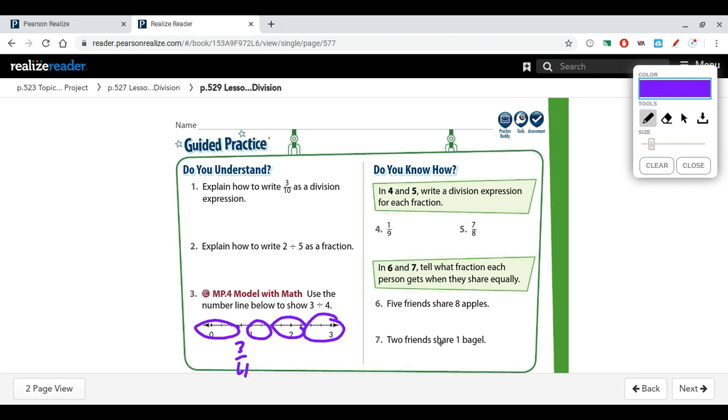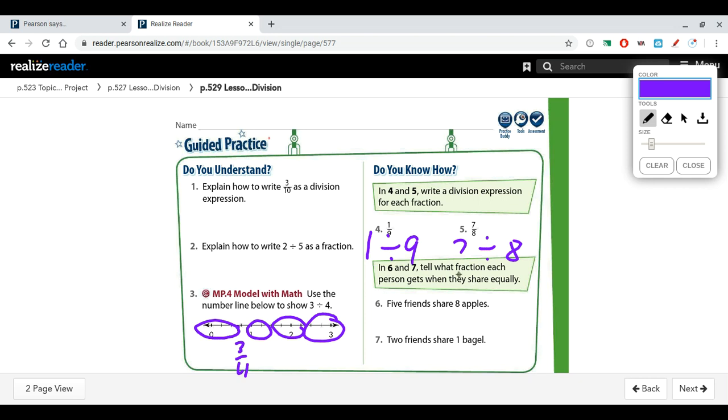Okay, so we're going to write a division expression for each fraction. So it's going to be 1 divided by 9. And here, again, 7 is my dividend. 8 is my divisor. So it's going to be 7 divided by 8.